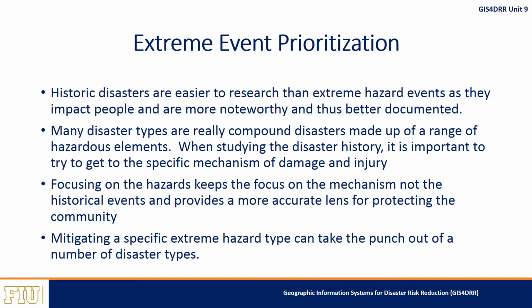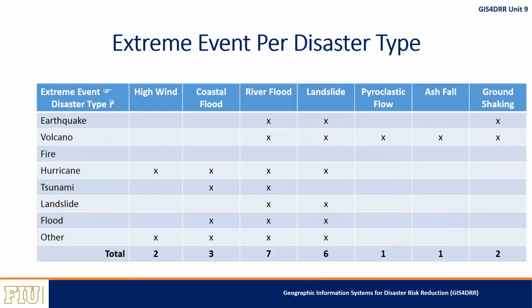And by focusing on the hazards, I mean these events where the hazard didn't turn into a disaster, but still occurred. So a volcanic eruption where everybody was evacuated still counts as a pretty hazardous event. Mitigating a specific extreme hazard type can take the punch out of a number of disaster types. So in this case, for example, landslides are represented in many different types of events, and therefore mitigating landslides might take some of the potential for damage away from these different events.